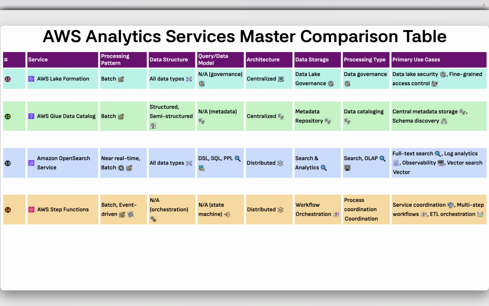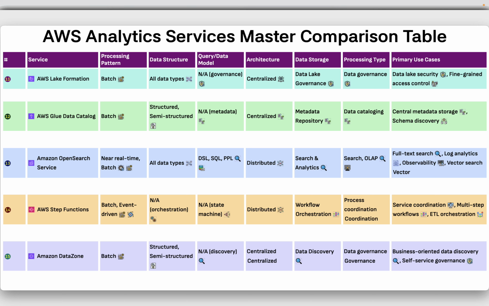AWS Step Functions. Processing pattern, batch and event driven. Data structure, not applicable because it's an orchestration service. Query and data model, again not applicable, it's a state machine. Architecture, distributed. Data storage, workflow orchestration. Processing type, process coordination or the coordination service. Primary use cases, service coordination, multi-step workflows, and ETL orchestration.